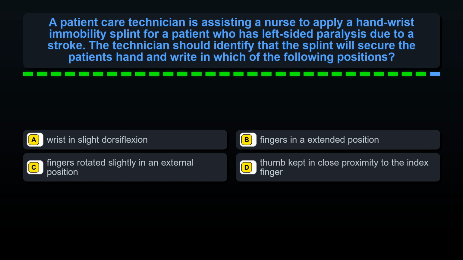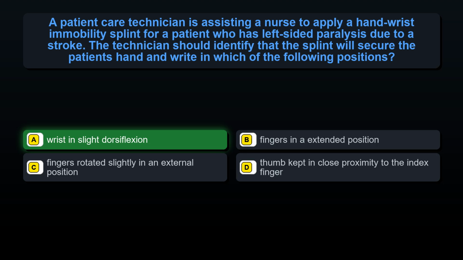Question 60. A patient care technician is assisting a nurse to apply a hand-wrist immobility splint for a patient who has left-sided paralysis due to a stroke. The technician should identify that the splint will secure the patient's hand and wrist in which of the following positions? Option A. Wrist in slight dorsiflexion. Option B. Fingers in an extended position. Option C. Fingers rotated slightly in an external position. Option D. Thumb kept in close proximity to the index finger.